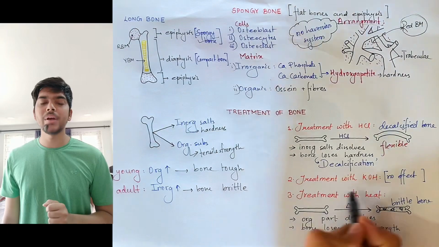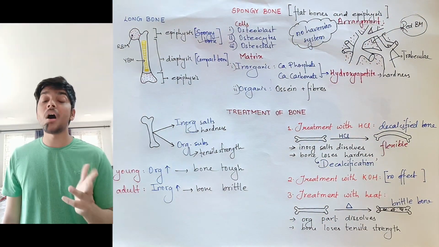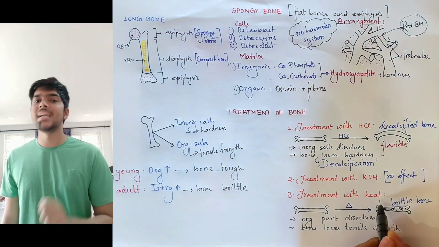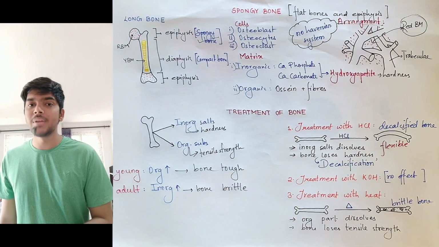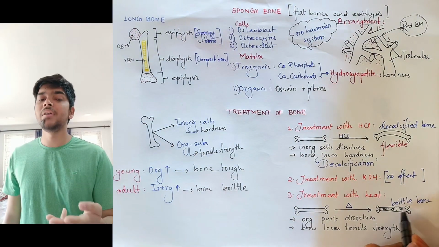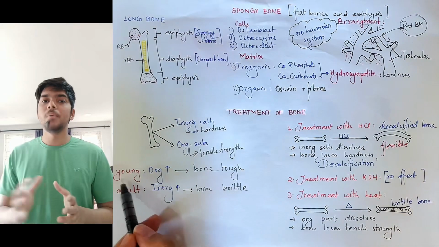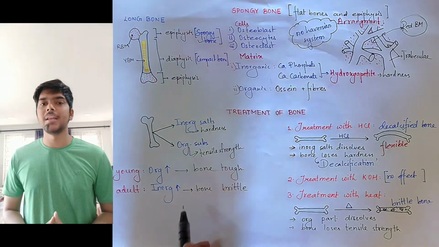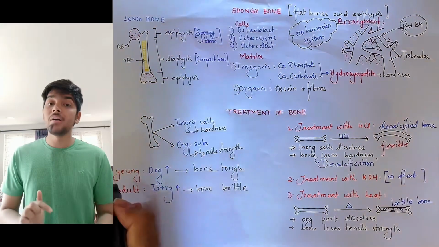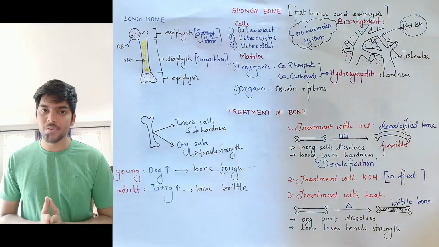Second, treatment with KOH solution. There's no effect. It doesn't affect bone in any way. Third, treatment with heat. When a bone is heated, the organic portion is removed. The organic portion gets dissolved. As a result, the bone becomes brittle due to high percentage of inorganic matter. When you get older, the bone becomes more brittle due to decrease in percentage of organic matter. And when you are young, your bone is tougher due to the presence of higher percentage of organic matter.